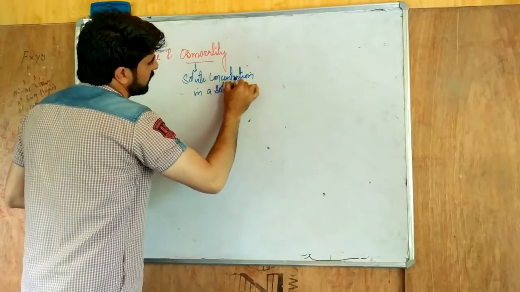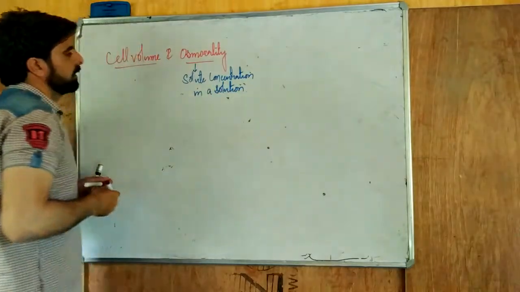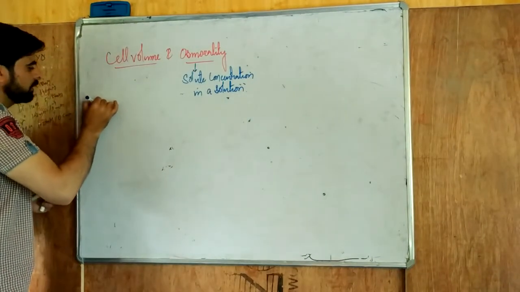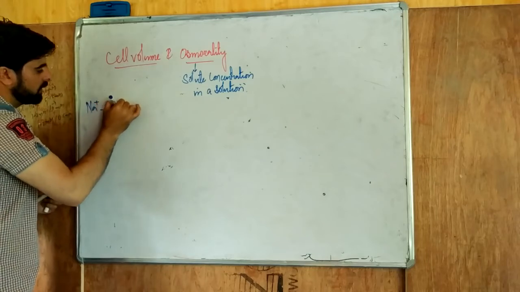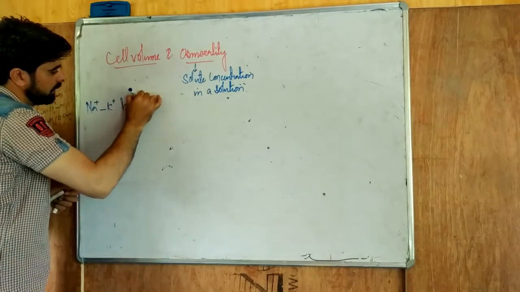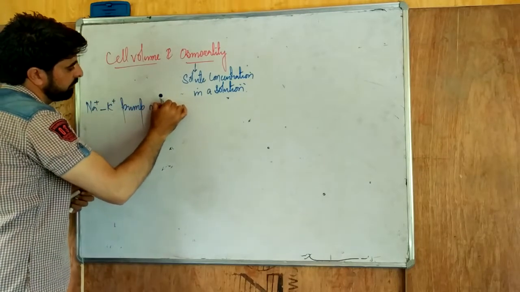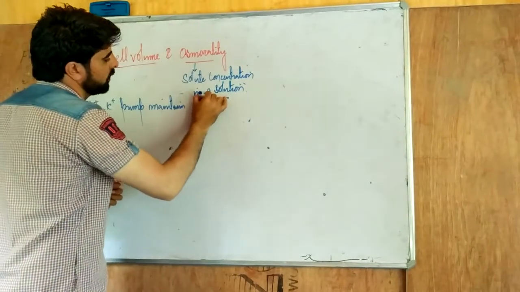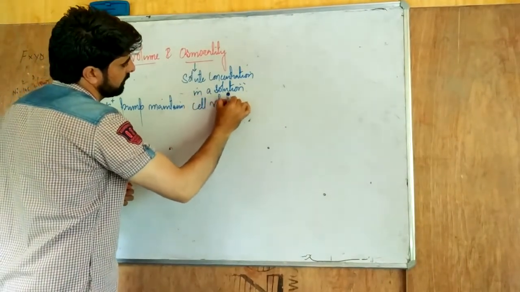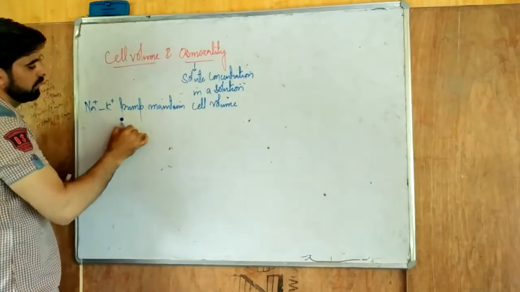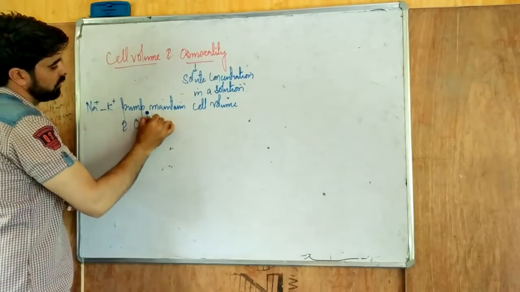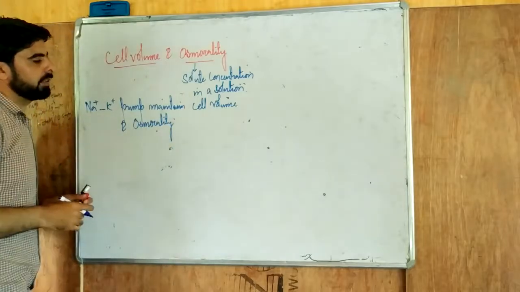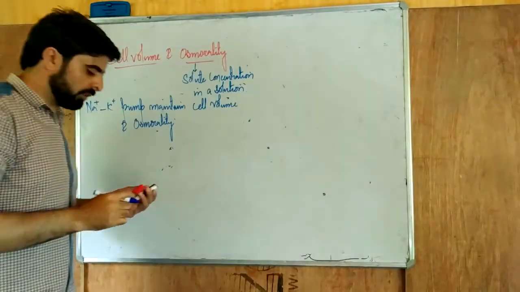That is also maintained by the sodium potassium pump. So we can say the sodium potassium pump maintains cell volume and osmolality. How does it maintain them? Let's see in a diagram how it maintains cell volume and osmolality.